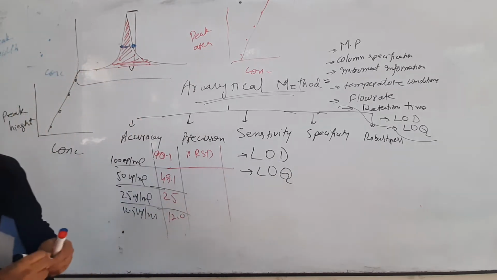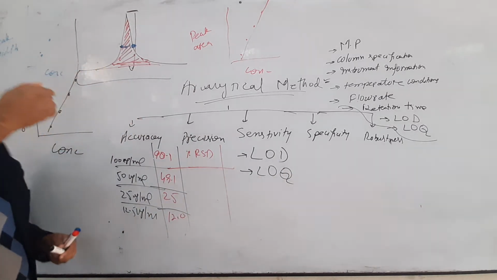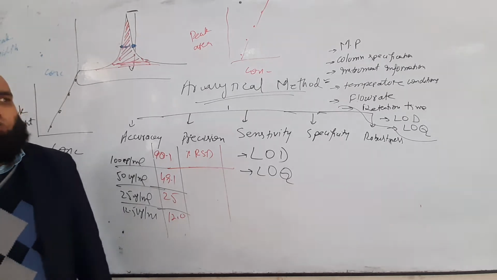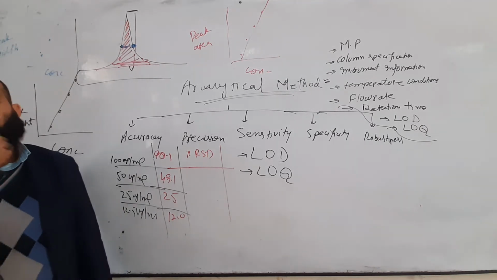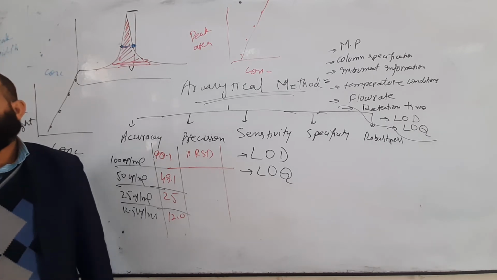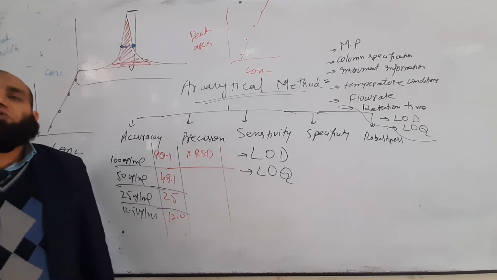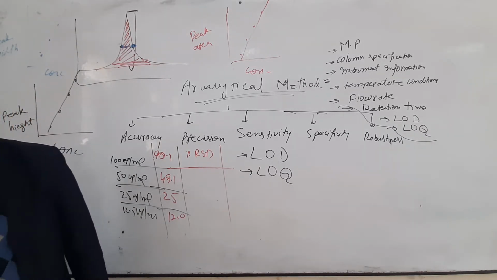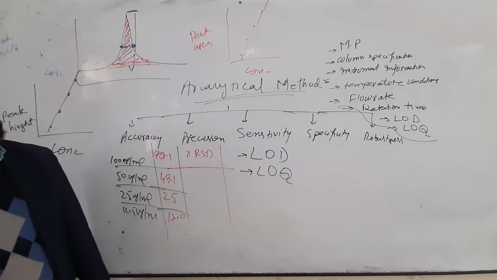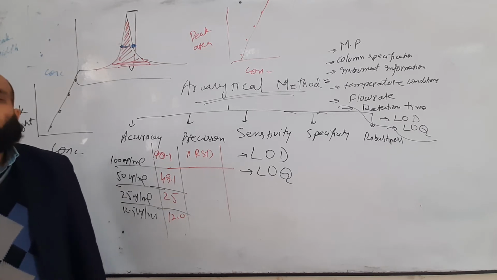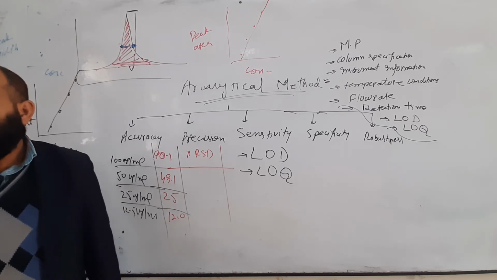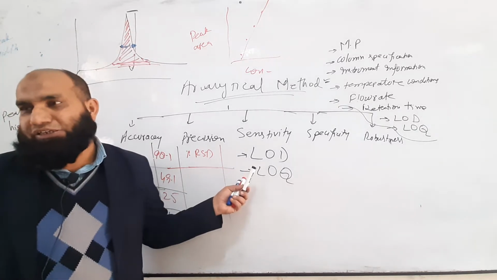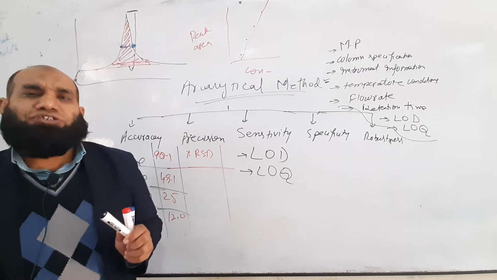Limit of detection is basically this: we will apply different minimum concentrations, and we will get some peaks. When we apply 100 microgram per ml, we will get some peak. When we apply 50 microgram, our peak will be reduced. And when we apply 25 microgram per ml, the peaks will be even smaller. Then at the minimum value where a peak is still available, we will say this is the limit of detection, meaning the limited amount is detected.